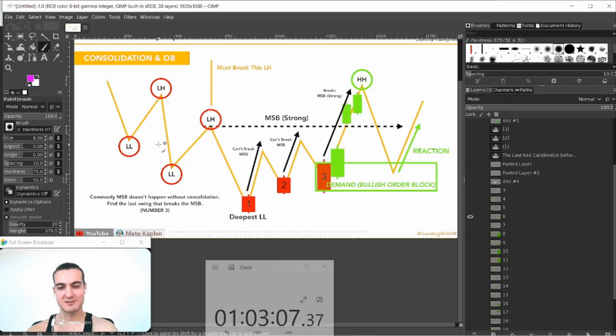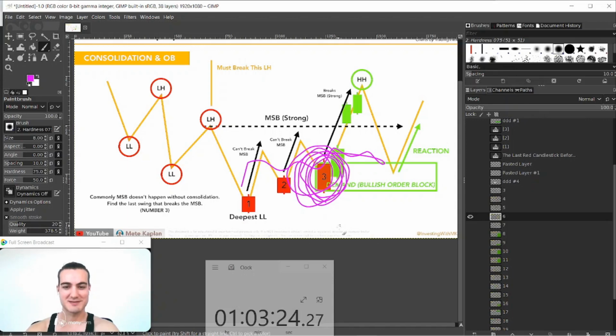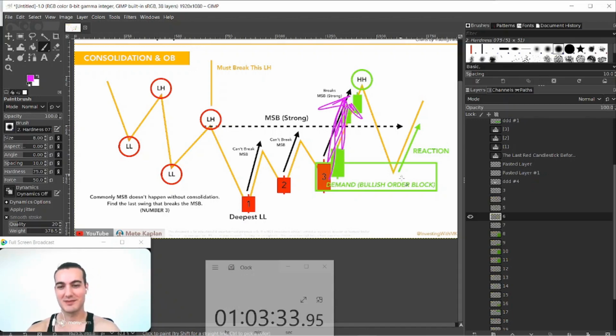So in the event that the market structure break doesn't happen immediately following the lowest low, if there is consolidation for a while, then only the last red candle before the movement that actually breaks market structure is what we would use as the demand order block. That's definitely worth making a note of.